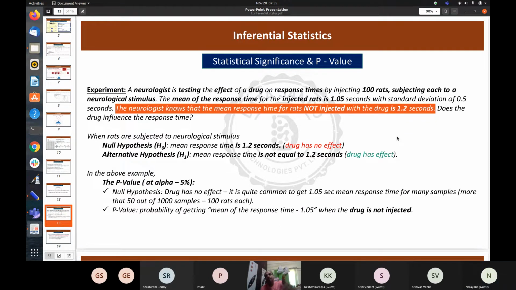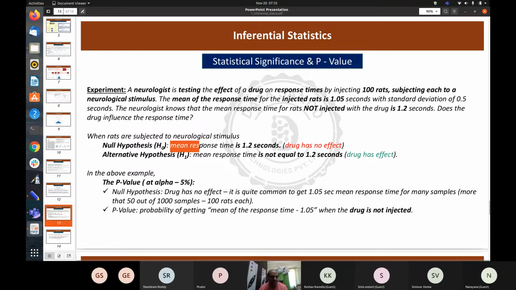That means it was being done many times before, right? Generally accepted fact means only neurological stimulus was given to rats and they found that it is 1.2 seconds. Mean response time means you took 100 rats, only neurological stimulus given, took the response times and took an average, that is 1.2 seconds. The same experiment was done many times, and everybody knows that when the neurological stimulus was given, it is 1.2 seconds mean response time. So that is the generally accepted fact.